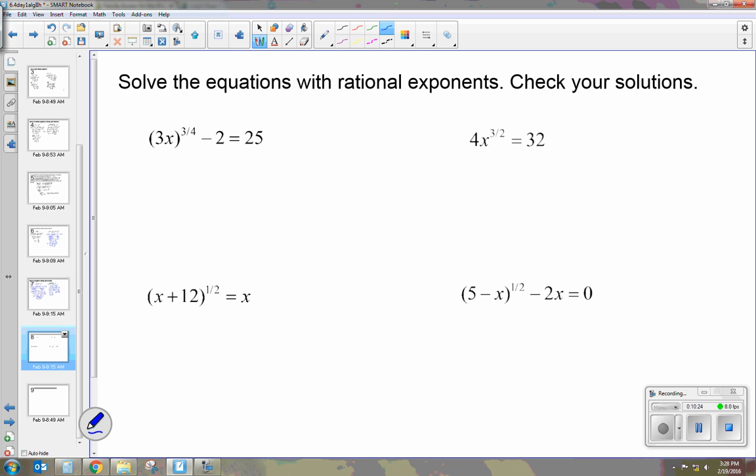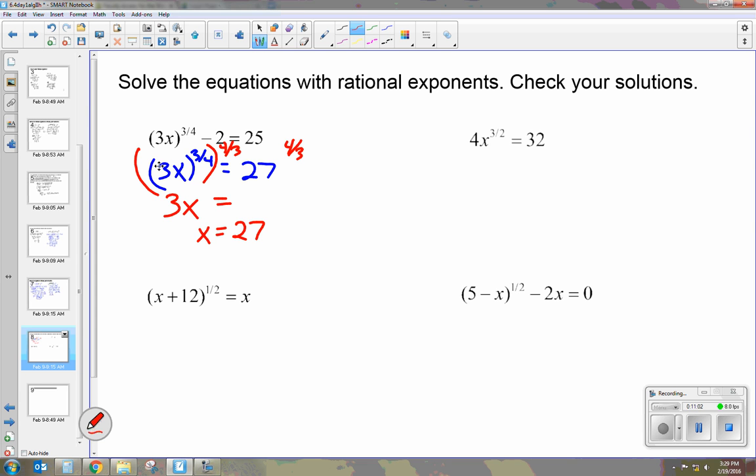Okay, whenever we have something like this, first off we want to move our 2 to the other side. So we're left with 3x^(3/4) = 27. Now in order to get rid of this 3/4, we're going to raise this entire side to the 4/3 power. Because now when we do 3/4 times 4/3, you multiply, and so you get 12 over 12, which is 1. So we're just left with 3x to the first power, which is just 3x, = 27^(4/3). And we get that x = 27.